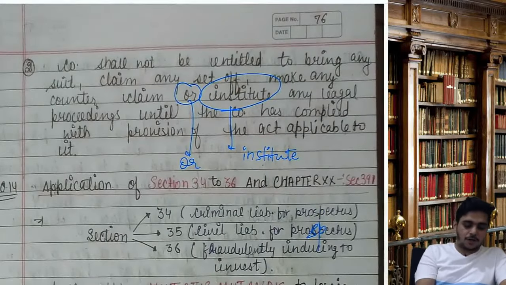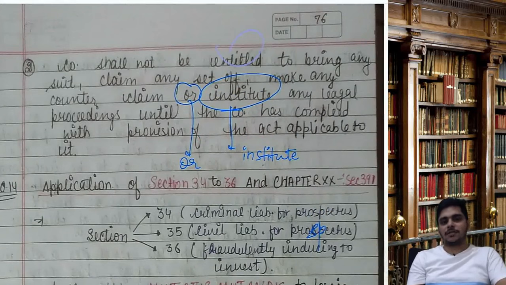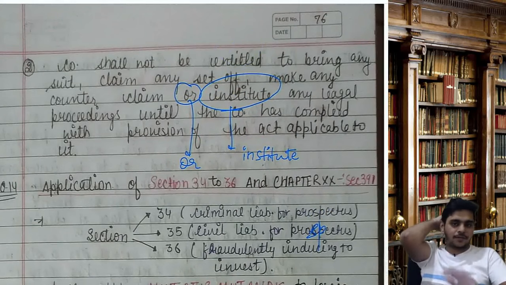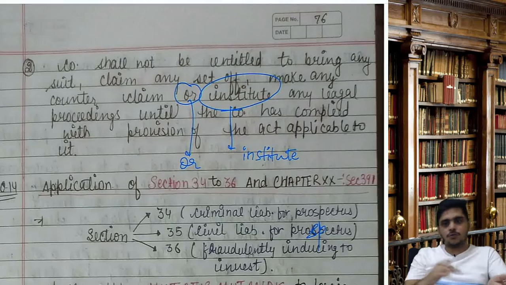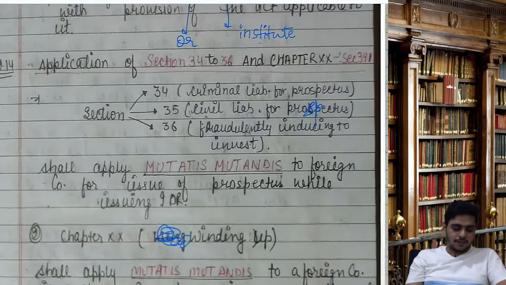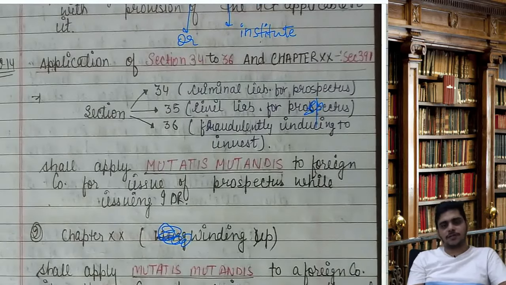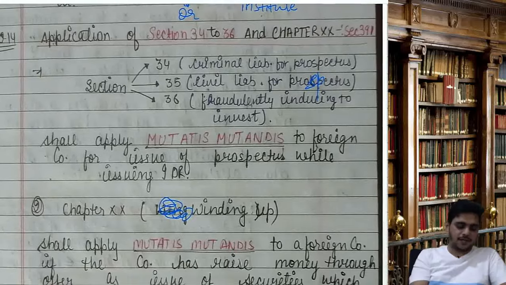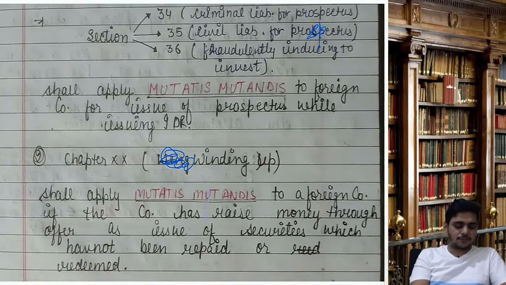Then, the company shall not be entitled to bring any suit, claim any set-off, make any counterclaim, or commence any legal proceeding until the company has complied with the provisions of this chapter. So you can't file a suit, you can't claim set-off; somebody else can sue you. Then sections 34, 35, 36 shall apply mutatis mutandis to a foreign company, and the winding up chapter 20 shall also apply mutatis mutandis to a foreign company.